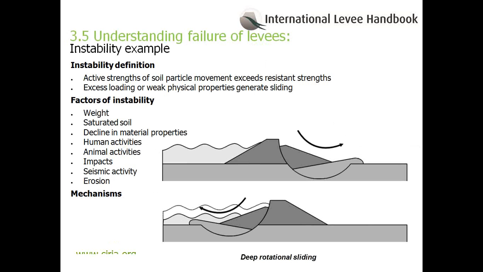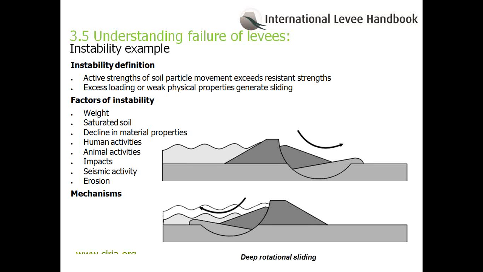The next two slides show an example of instability found also in section 3.5, understanding failure of levees. The same structure continues for this section, including a definition where you have active strengths of the soil particle movement exceeding resistant strengths. Excessive loads on the levee or weak physical properties of the levee materials or foundation soils may also generate sliding along a shear surface within the levee embankment and/or foundation soils that damage the levee.